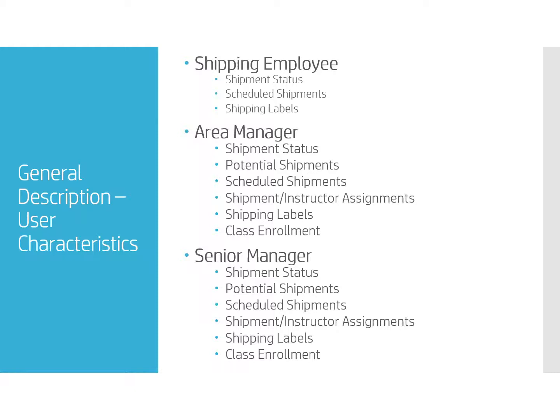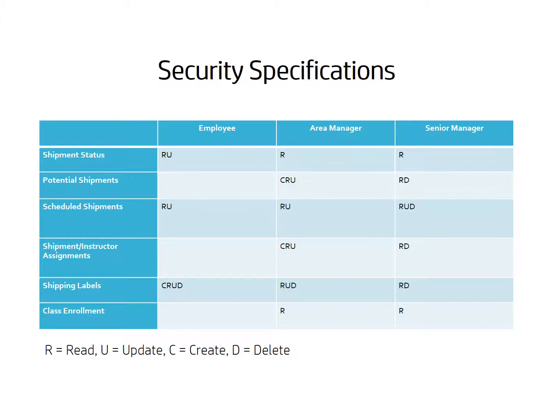On the next slide, we'll be taking a look at a security matrix that will identify the level of access that each user will have to the different functions. So as you can see from this slide, there are 4 levels of access for each function: reading, updating, creating, and deleting. The shipping employee will have the ability to read shipment status and update shipment status, also to read and update schedule shipments, and then we'll have all 4 levels of access with the shipping labels.